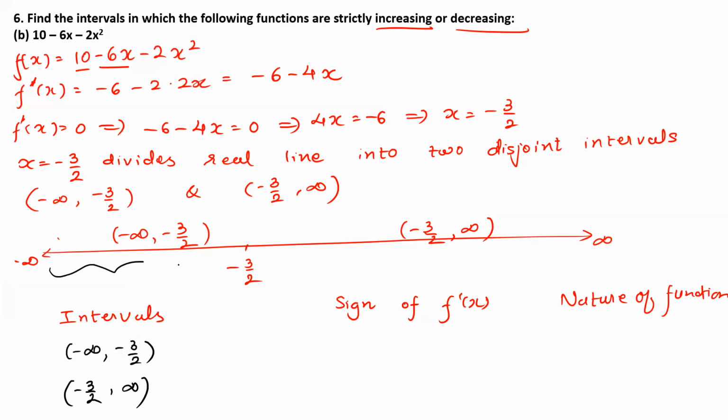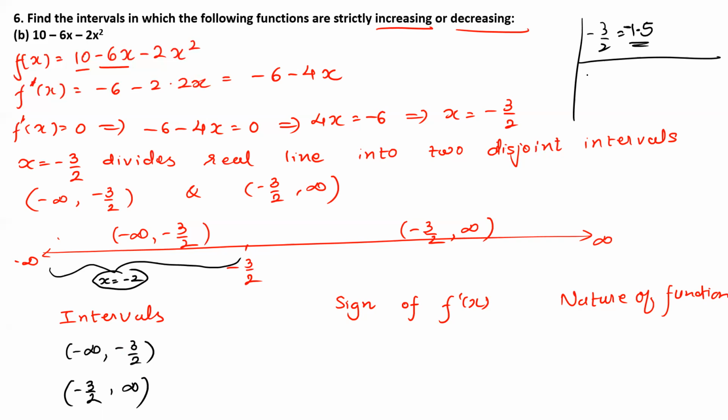Here you can see that from the left interval, which value will be easy? Minus 3 by 2 is nothing but minus 1.5. From minus infinity to minus 3/2, minus 2 will be very simple, so I am taking minus 2. If you are getting confused, you can take minus 4, minus 6, minus 10. Fine. Just try to put it in f dash x.